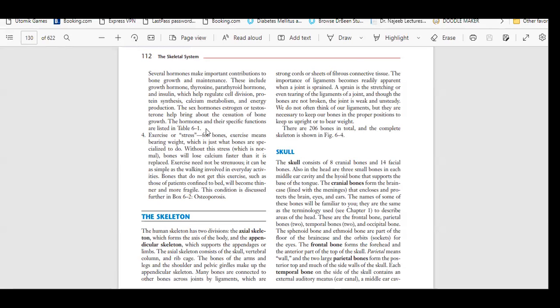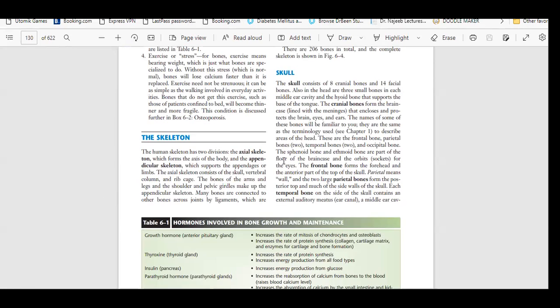Okay, so let's start the class. Yesterday we talked about the topic skeleton. In the skeleton, we started and studied about the skull. Basically, the skull has 8 bones in the cranial region, 14 bones in the facial region, 3 small bones in the ear, and 1 hyoid bone.